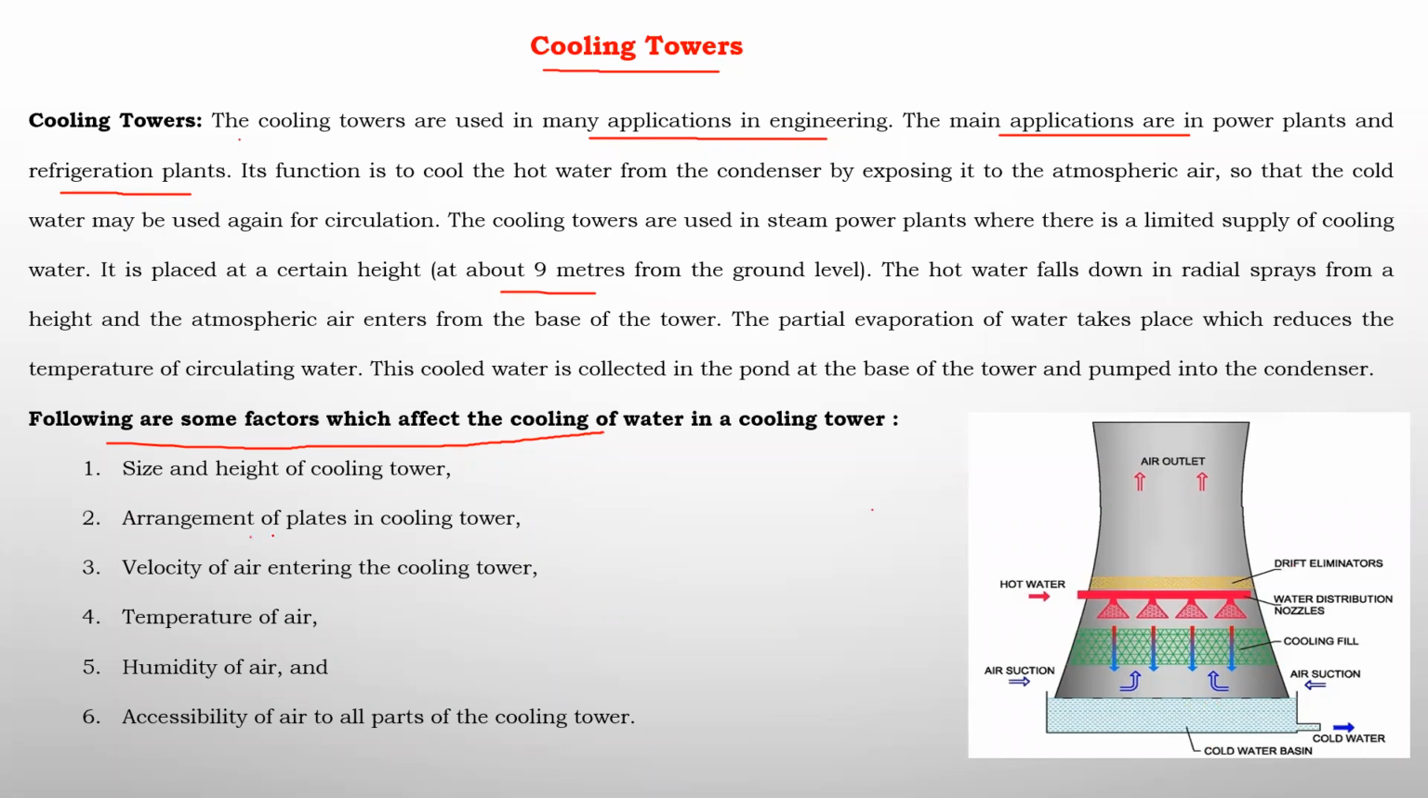And the arrangement of plates in the cooling tower: normally there are some baffles, right? Different baffles, in order to change the direction of flow of air. I will show you how it moves in the next slide. And the velocity of entering air: if the velocity increases, automatically the cooling rate increases, right? If the velocity decreases, the cooling rate decreases.